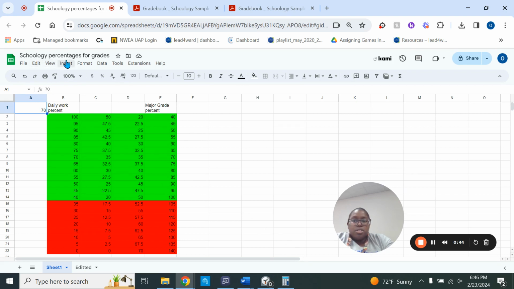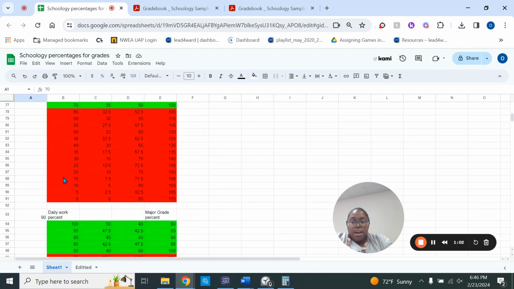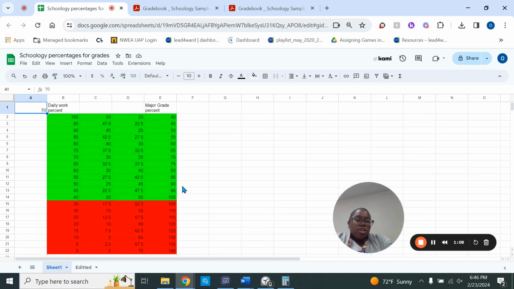As you can see, these are Schoology percentages for grades. There are many different categories. Of course, to have a passing grade, you need a 70, so this starts at 70 and above. You have the 70 category, 75, 80, 85, 90, 95, and 100. It just depends on what kind of grade you're looking for, what you have to do, and what you have to receive in certain categories.